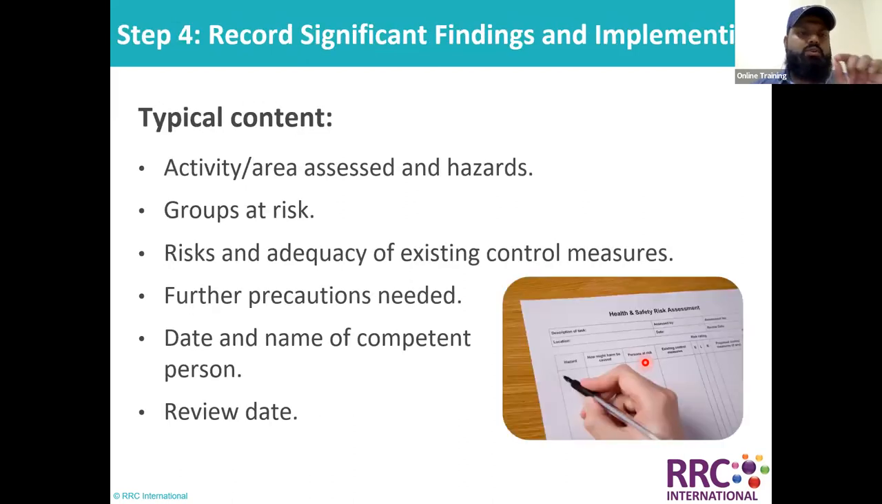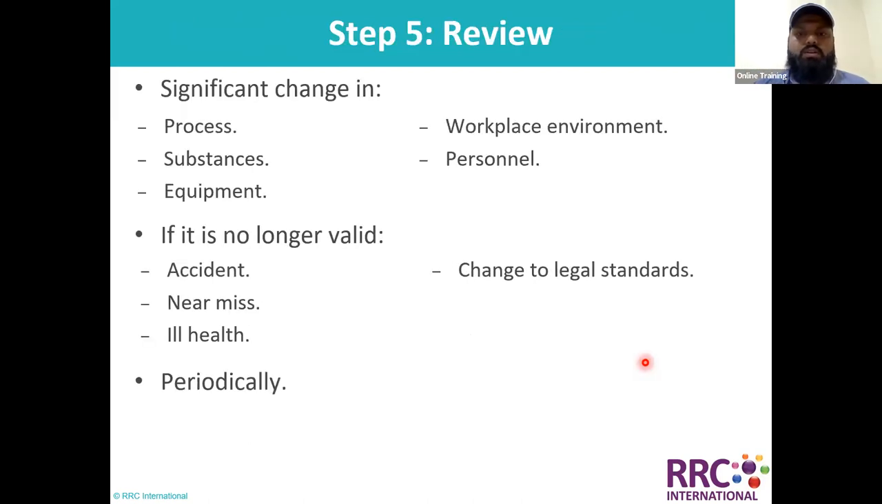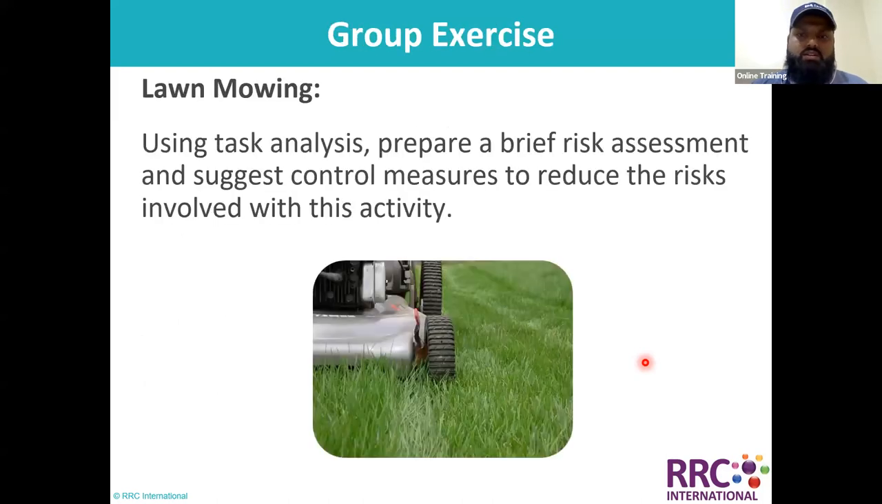Basically, here we are going to record the significant findings and implementation. What are the significant findings? Once we evaluated the risk, then how we are going to get implemented whatever control measures we have defined. Once we are done with that, the document is prepared, and we are going to give it to all the workers so that they can get them implemented practically on the job site. Once they are doing it, we just have to keep monitoring, and we have to review in case required. So these are the five steps of the risk assessment we had discussed.